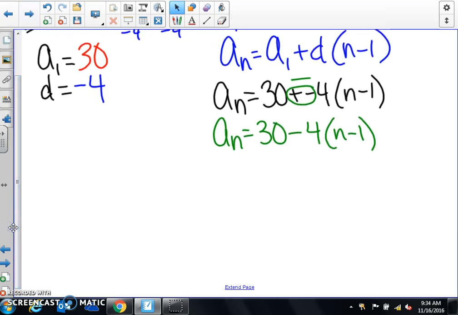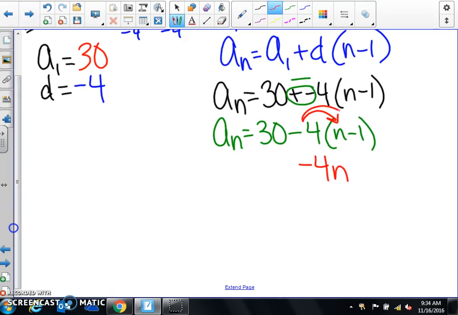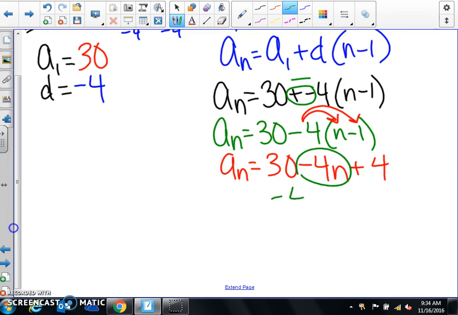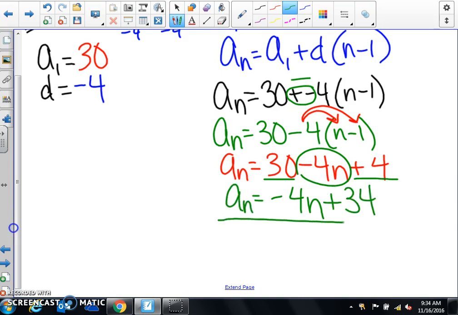So I can go ahead and start distributing. Negative 4 times n is negative 4n. A negative and a negative is a positive. 4 times 1 is 4. Okay, here's my n. It's a negative 4n. And then I have 30 plus 4, which is a positive 34. So there's my linear equation.